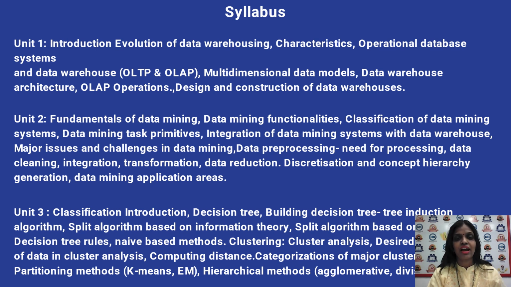Next is decision tree. The decision tree helps us to reduce the big data format into the smallest hierarchical format so that the data can be normalized very efficiently. Next is building decision tree, including algorithm, split algorithm based on information theory, the split algorithm based on Gini index, decision tree rules, naive Bayes method. In the naive Bayes method, we have to work with naive Bayes formulas.